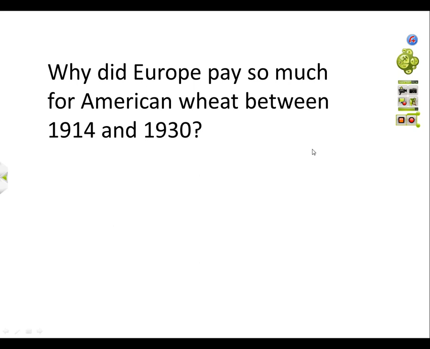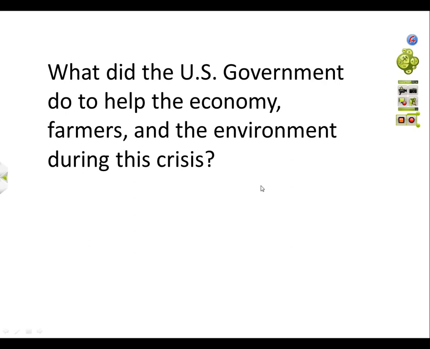Dust Bowl. Why did Europe pay so much for American wheat between 1914 and 1930? Because in World War I, their fields of crops and stuff got destroyed. Yeah. What did the U.S. government do to help the economy, farmers, and the environment during this crisis? They made laws. The Emergency Farm Act, the Drought Relief Service, Soil Conservation Service, Shelter Belt, and Shelter Belt Project.